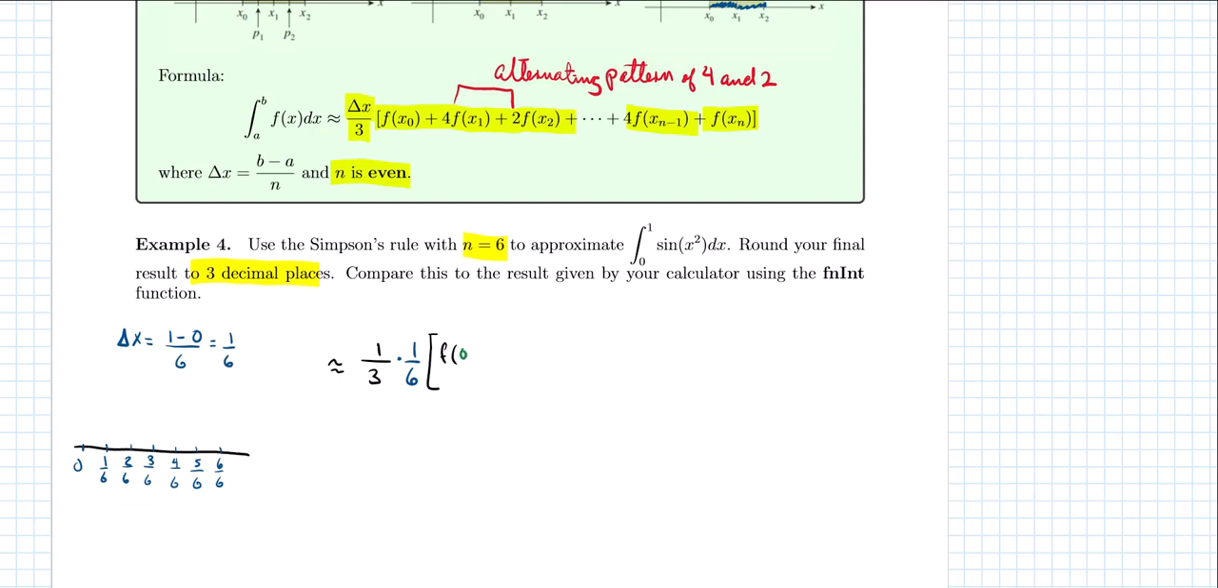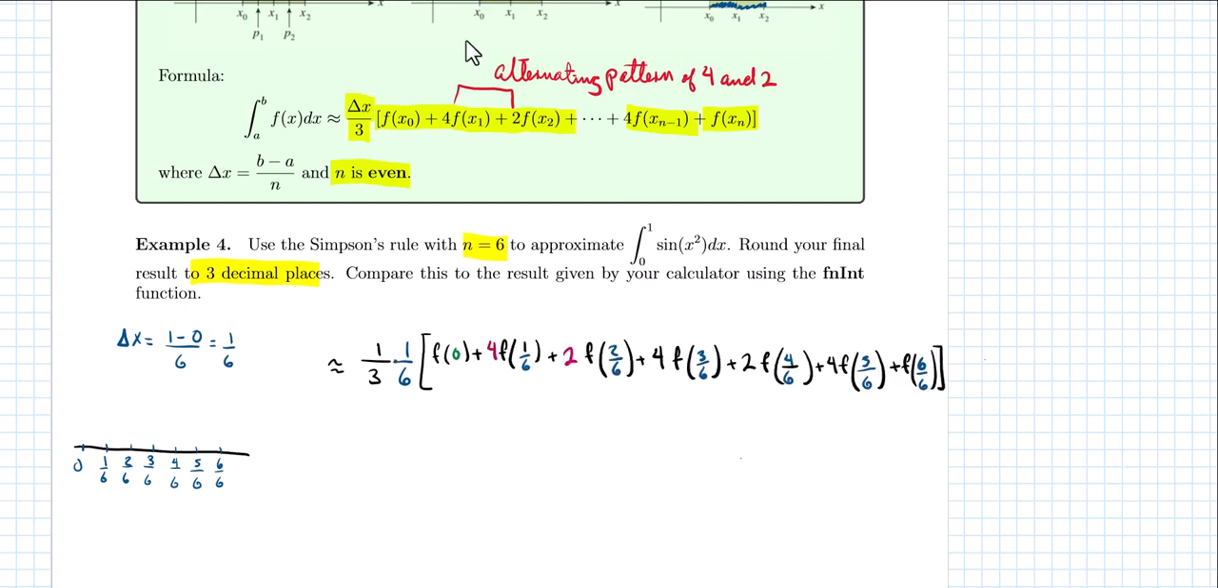Now, I'll continue writing it here, guys, plus, and this is where we start our pattern, 4 times the next function evaluation plus 2 times the next function evaluation plus 4 times the next function evaluation plus 2 times the next function evaluation plus 4 times the next function evaluation. And lastly, we end at our right endpoint, the height of the right endpoint given by f of 6/6. Could you have simplified it? Yes, but I wanted to see the pattern there.